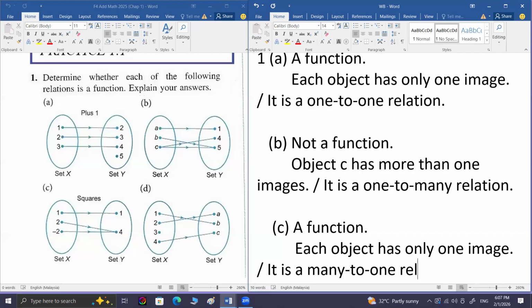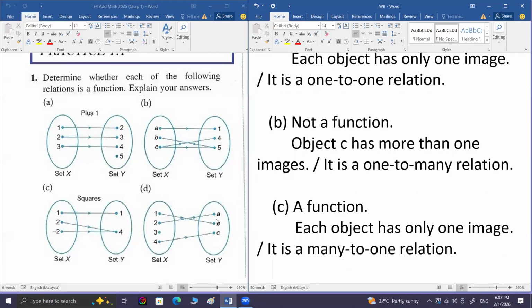So you see how I write the answer, yeah, class? One to many, many to one, you must put a hyphen, okay? Understand that, yeah? Okay, what about D? Yes or no? Yes.